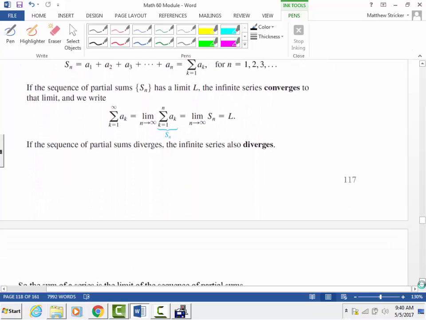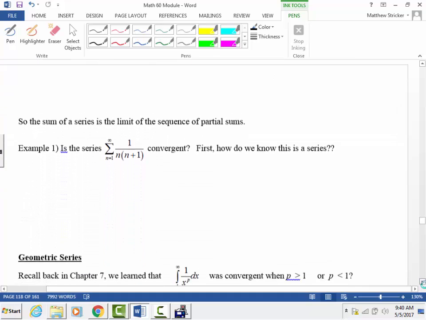Okay, so if the sequence of partial sums diverges, then the series also diverges. If we add up all the terms, it diverges.